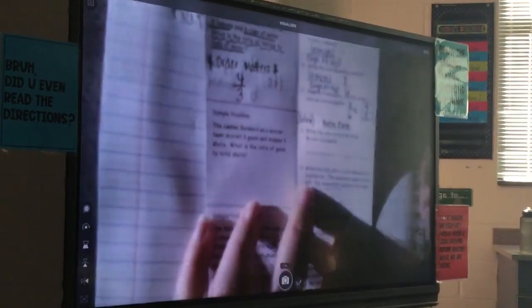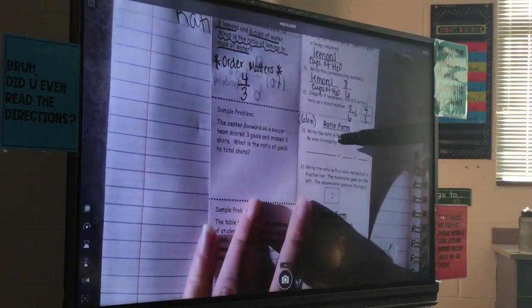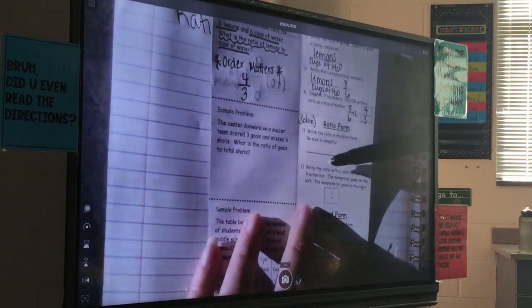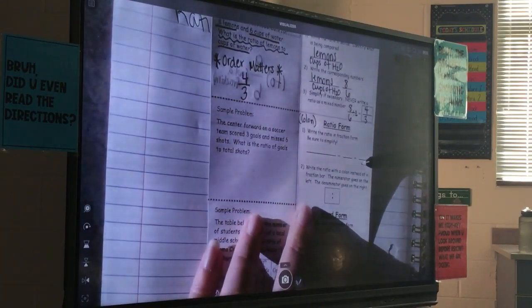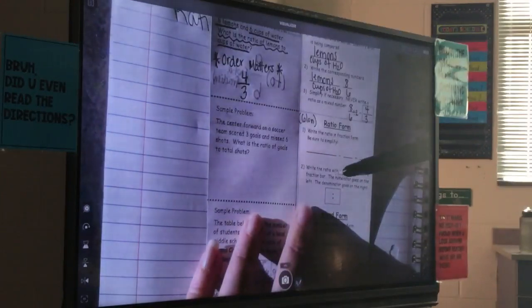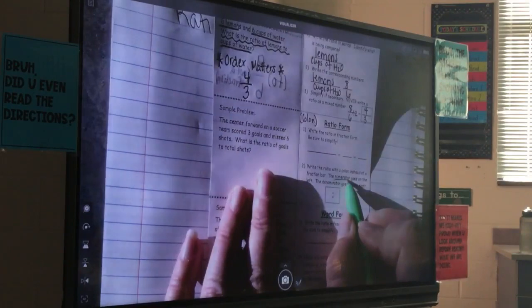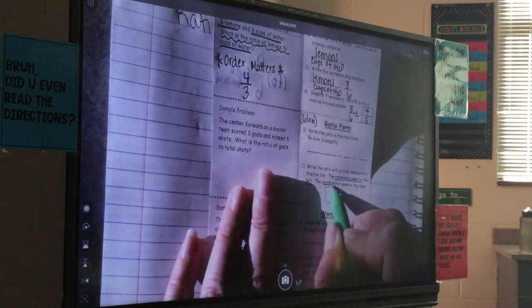All right, so on this one, it says write the ratio in fraction form. Be sure to simplify. And then you are simply going to write the ratio with a colon instead of a fraction bar. The numerator goes to the left and the denominator goes to the right. So this is going to be really important. So your numerator goes left, denominator goes right.